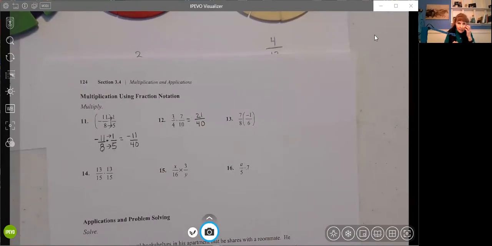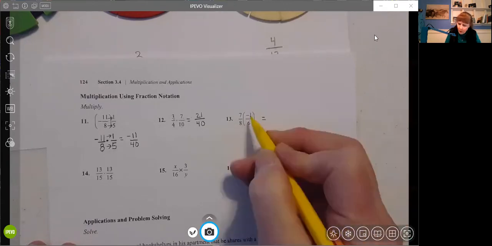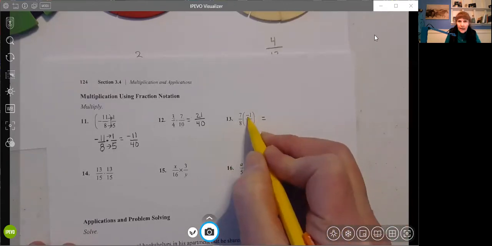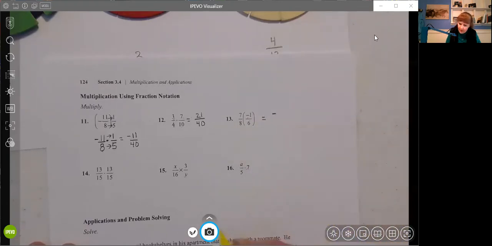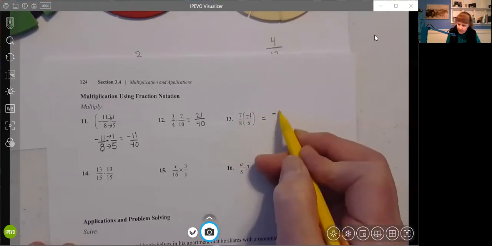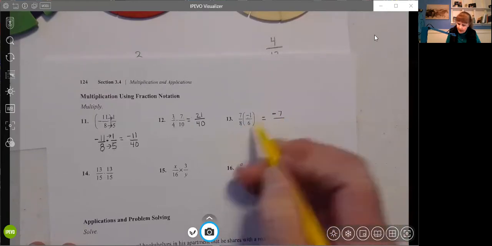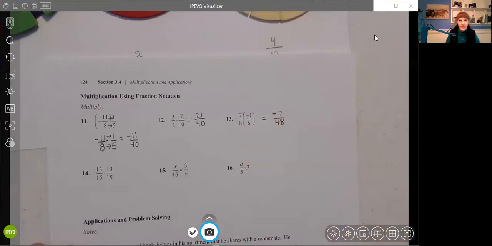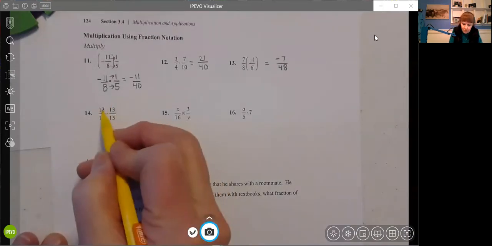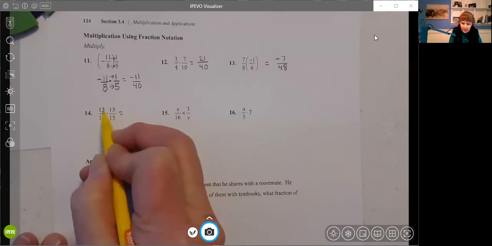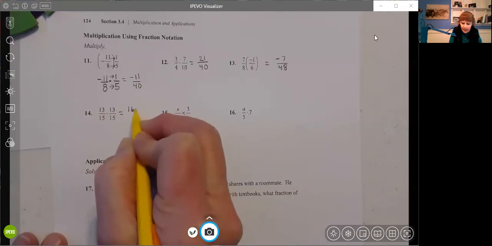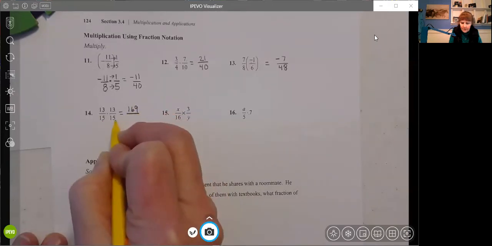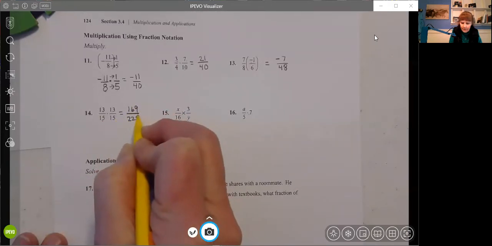All right, let's go ahead and look at number 14. Well, let's go ahead and do 13. I know it's negative because I have one negative. So then I take 7 times 1, 8 times 6. And there you go. Let's keep going. 14. You multiply straight across. 13 times 13 is 169. 15 times 15 is 225.